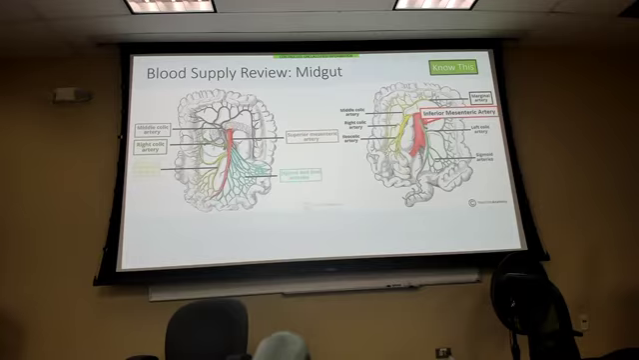Okay, so if you have a sigmoid pain, right, you have a clot within your inferior mesenteric artery, you're most likely going to kill the left descending colon, your sigmoid colon, right? All of that stuff is in trouble. So knowing what supplies what is really important.